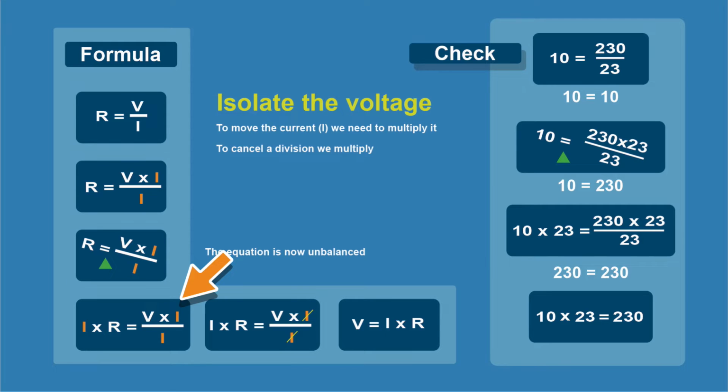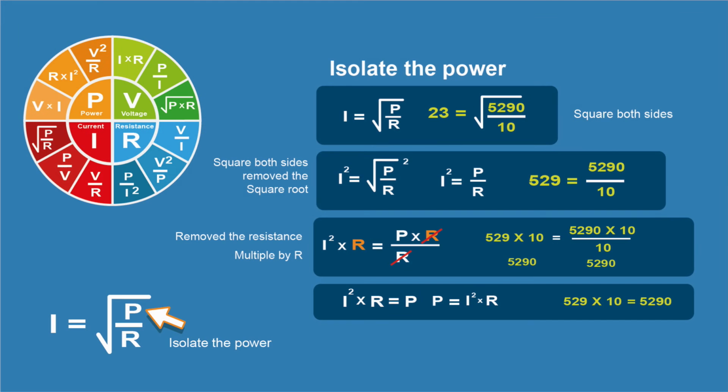On the right hand side the current cancels out and you're left with the formula V equals I times R. Again, we can check it out with the maths. Resistance 10 equals voltage divided by current. 10 equals 10. If we don't balance the equation, we get 10 equals 230. Balancing both sides, we end up with 230 equals 230. And our final formula, 10 times 23 equals the voltage, 230.